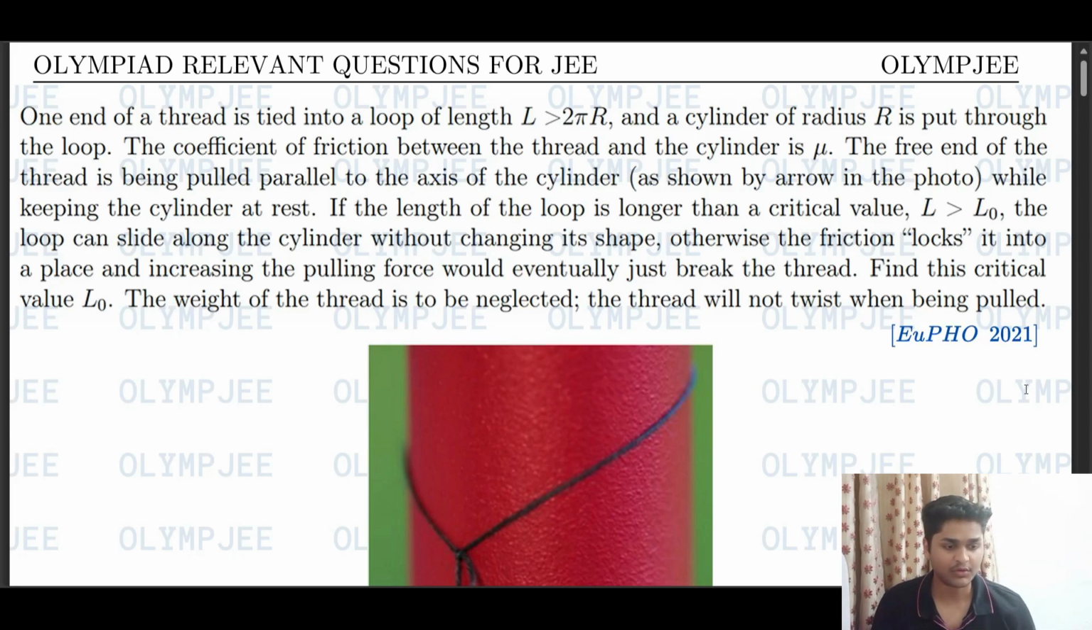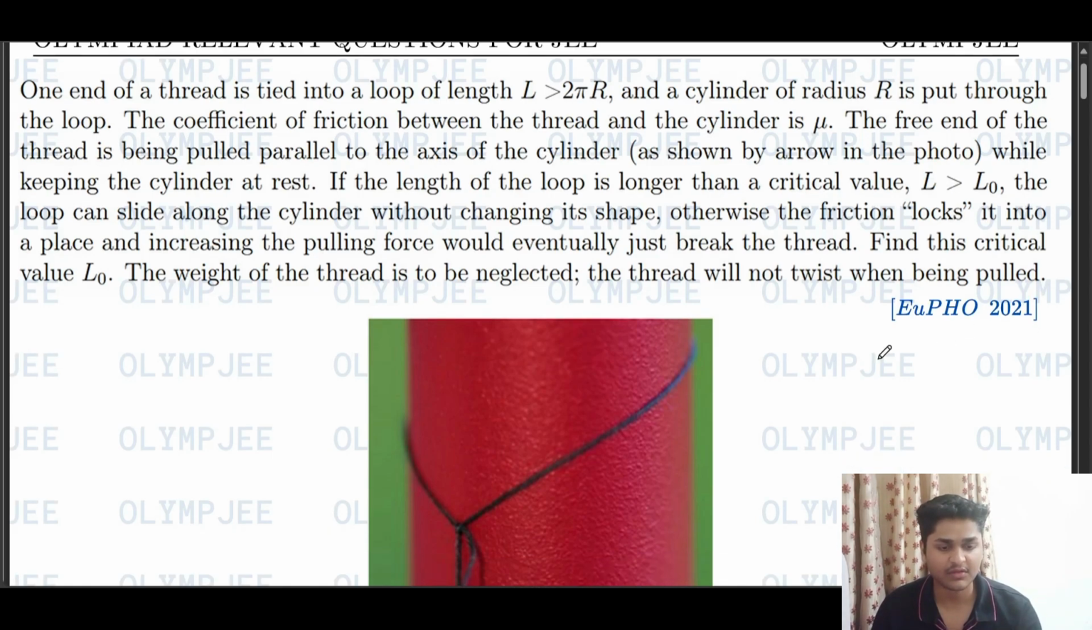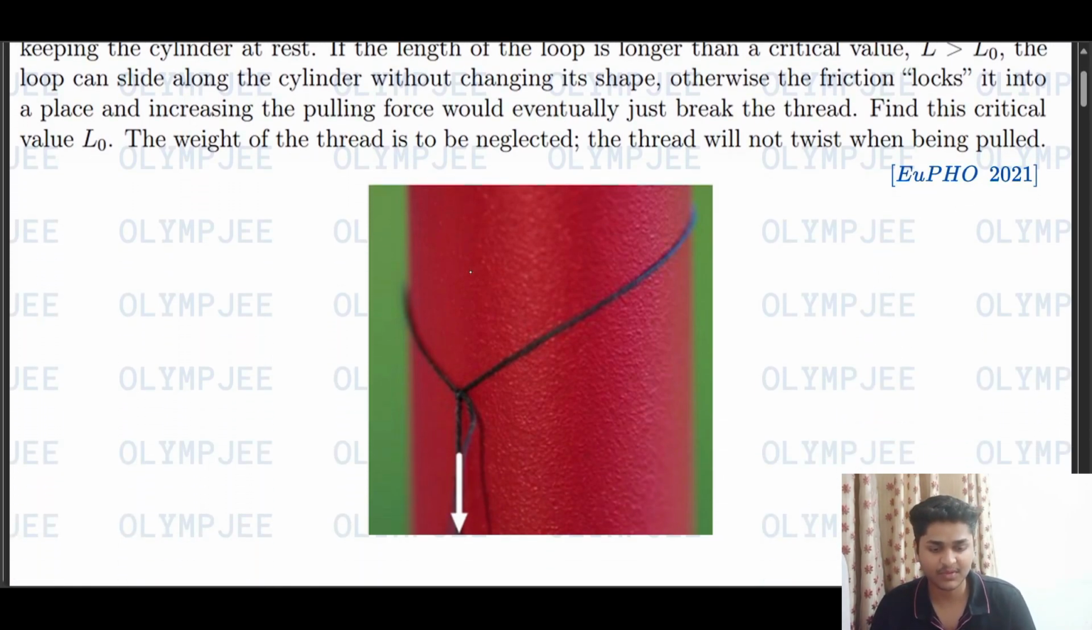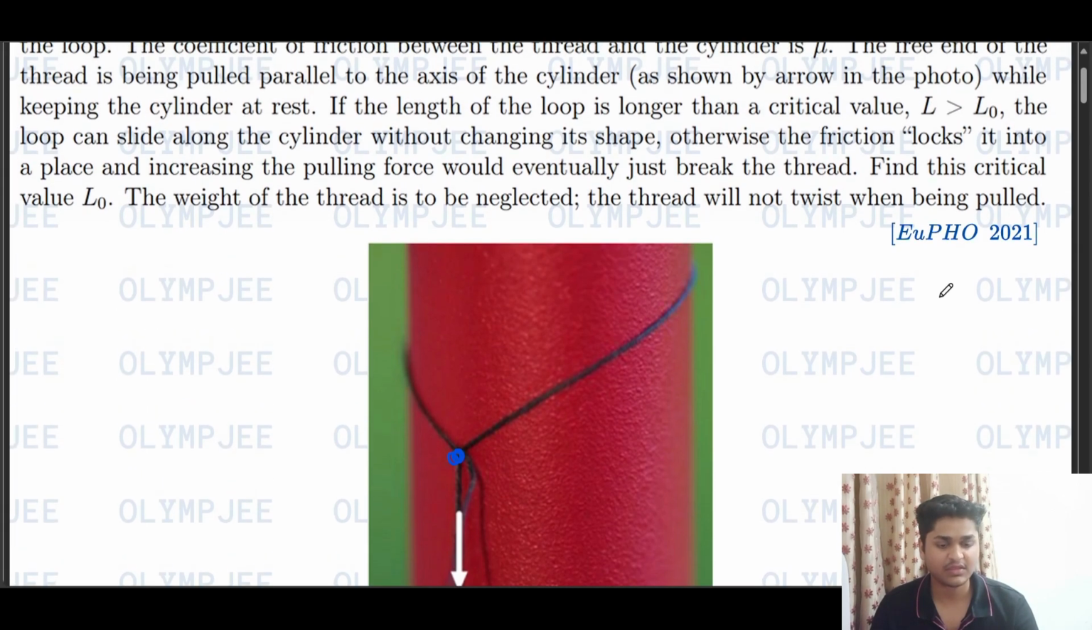So today we have a question from the European Physics Olympiad, which says that one end of a thread is tied into a loop of length 2 pi r, and a cylinder of radius r is put through the loop. The coefficient of friction between the thread and the cylinder is mu. The free end of the thread is being pulled parallel to the axis of the cylinder. So this free end is being pulled parallel to the axis, and the force is represented by this arrow. And while this is being pulled, the cylinder is at rest, so the cylinder does not move.